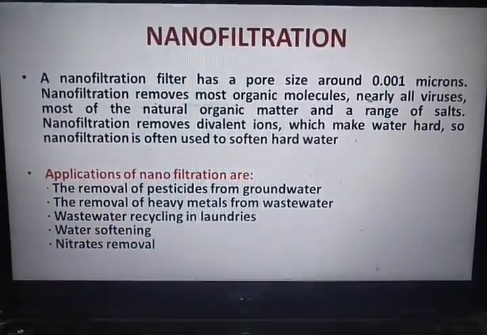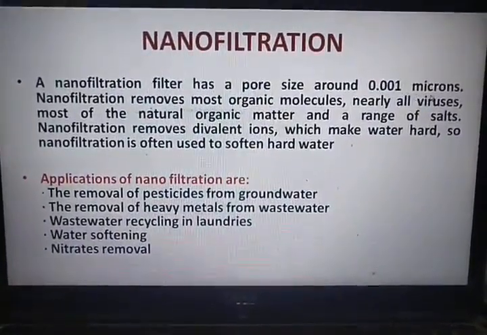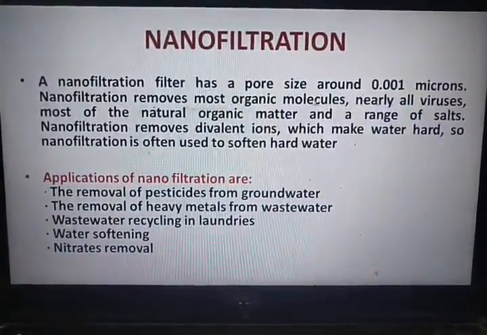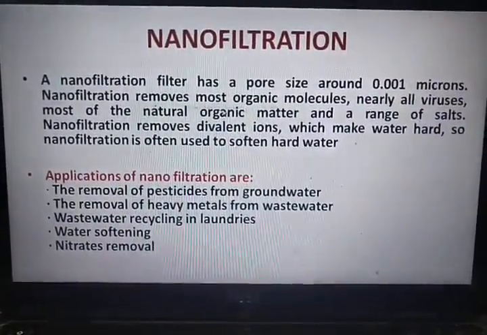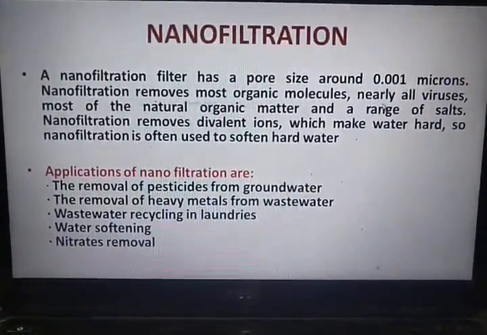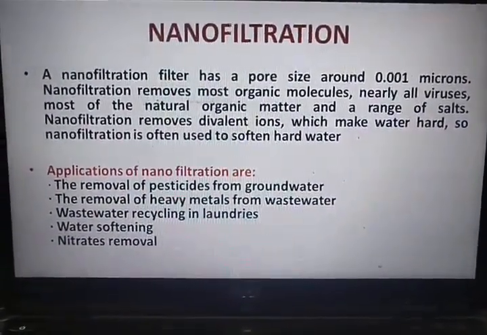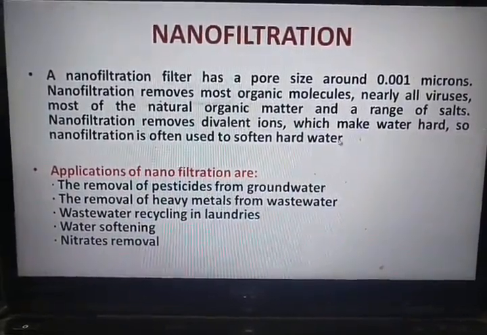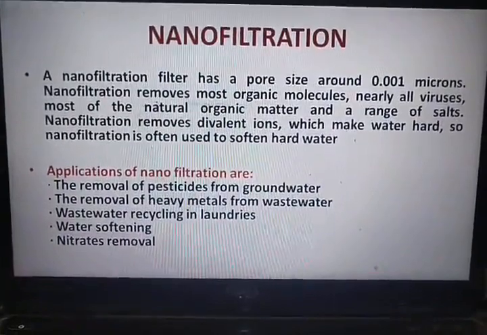Okay, so nanofiltration is nothing but a membrane having a pore size of 0.01 microns in diameter. It removes most organic molecules and nearly all viruses. It also removes the divalent ions which make the water hard. So that's why this process can also be used for the softening of hard water.